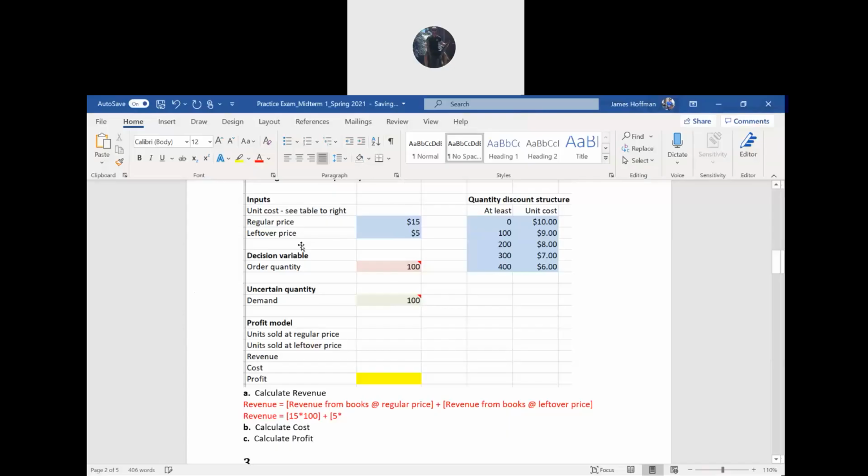Okay, now I'll put this in here, even though it's going to be 0, just to be thorough. But the leftover price books are $5. But we sold all the books at regular price, so there's nothing left over. So we're selling 0 books at $5. All right, so basically our revenue is just 15 times 100, which is 1,500.